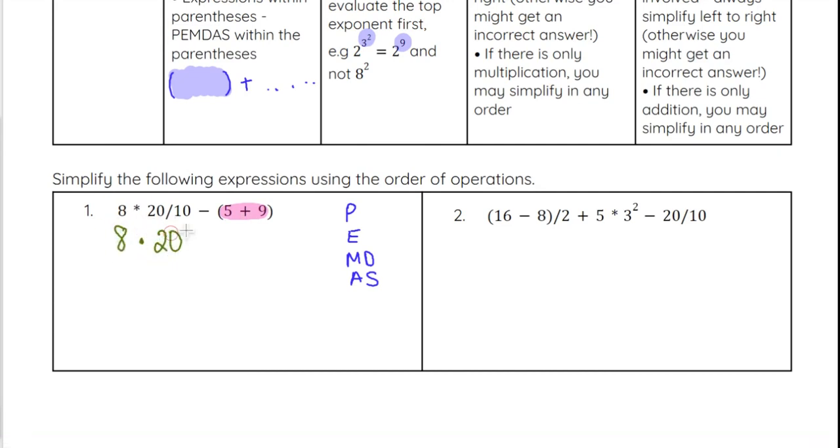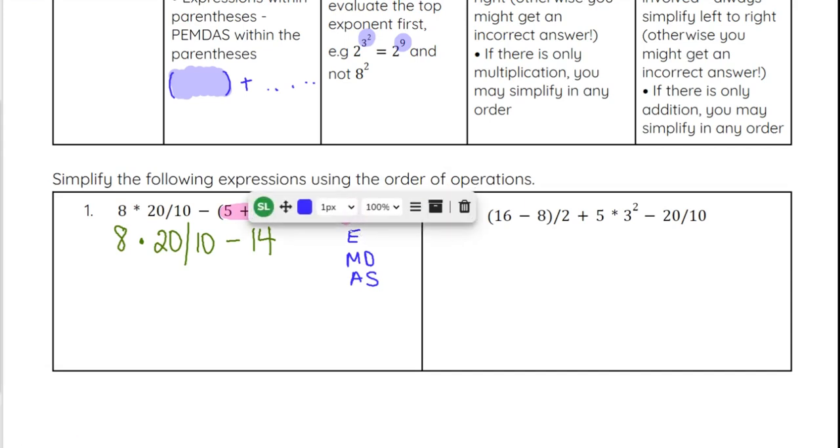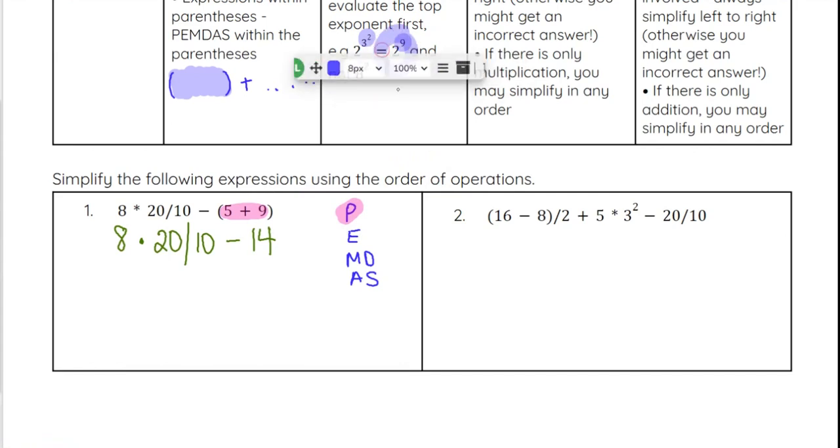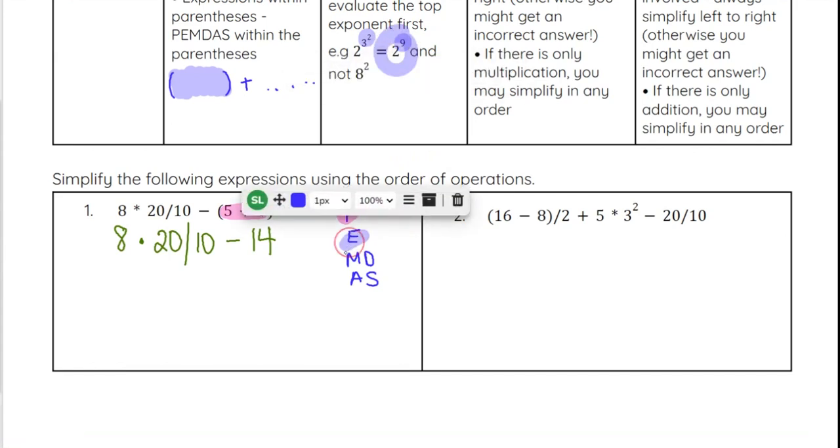8 times 20 divided by 10 minus. Once I do every operation in the parentheses, I can drop those parentheses. So 5 plus 9 is 14. I no longer need those parentheses there. So I've done my parentheses, then I can go on to my exponents. So now I'm looking for exponents. There are no exponents. There are no little numbers on a base like this up here. So that means exponents is done.